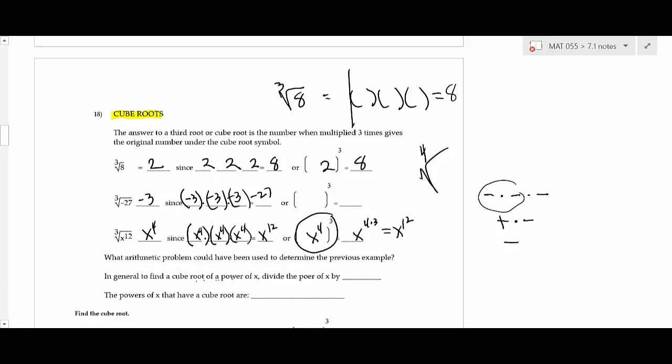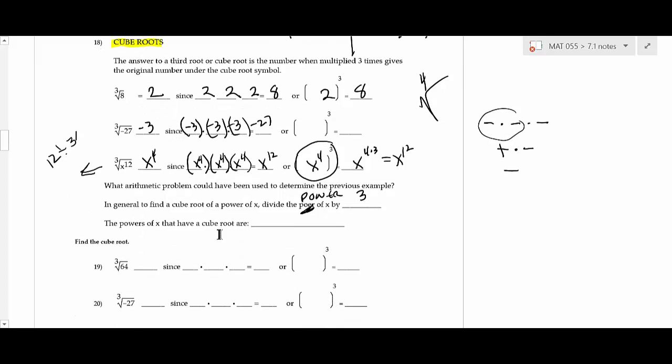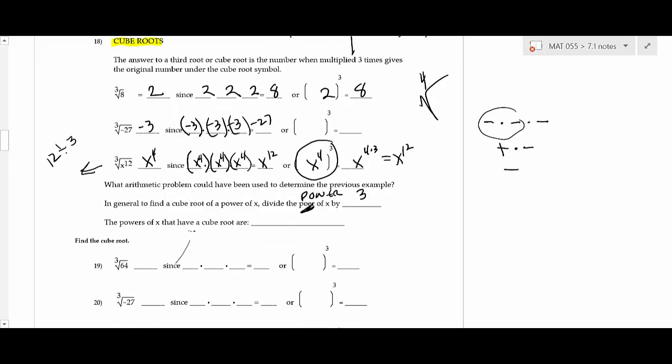In general, to find a cube root of a power of x, divide the power of x by 3. So on that problem we just did, you can write a note if you need to, 12 divided by 3. That's how you do that. So you're doing division. And the powers of x that have a cube root would be multiples of 3. What do I mean by multiples of 3? Just count by 3s: 3, 6, 9, and so forth.